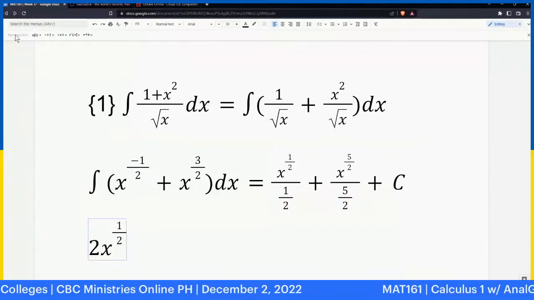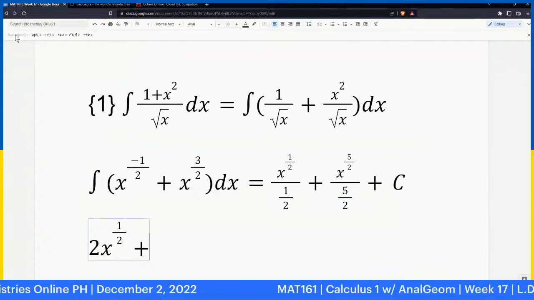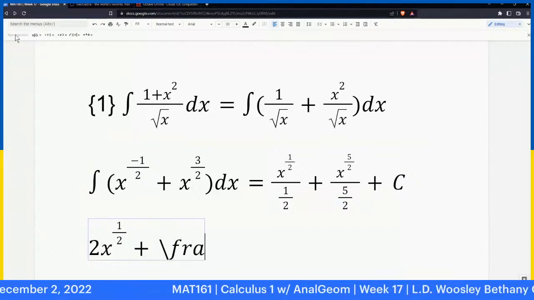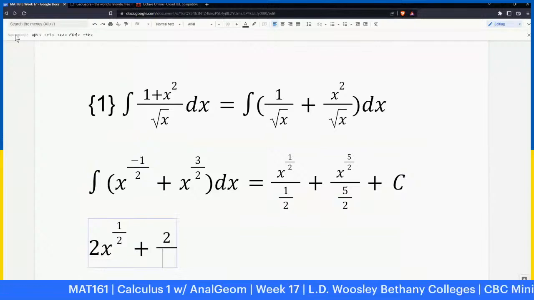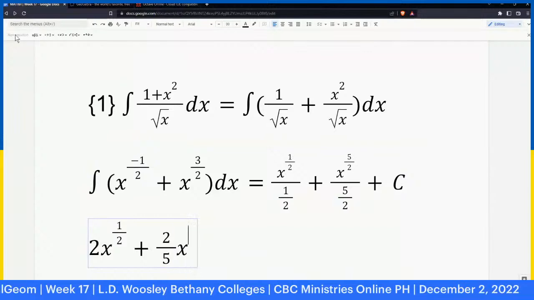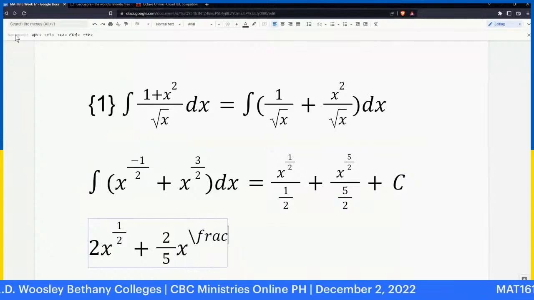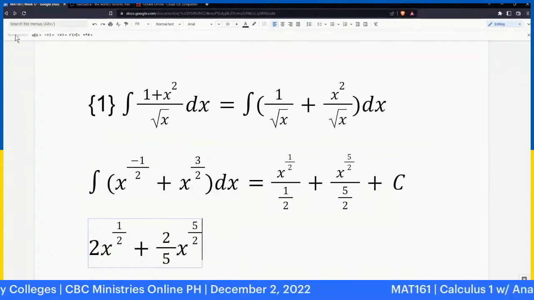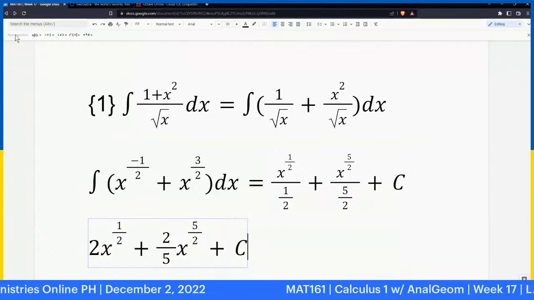Okay. Plus 2 pips. Balik ka rin lang yung 5 halves. Magiging 2 pips x raised to 5 halves. Kasi... right?